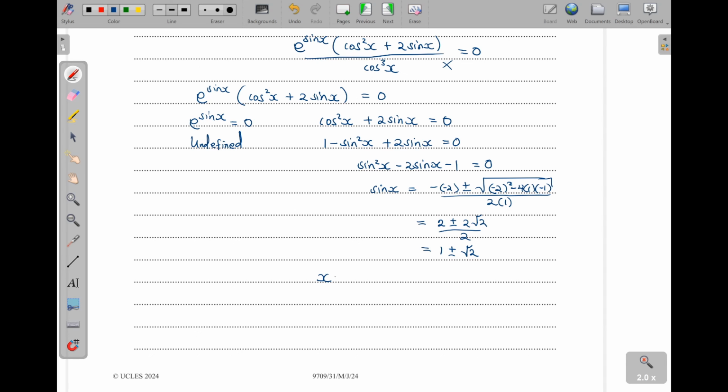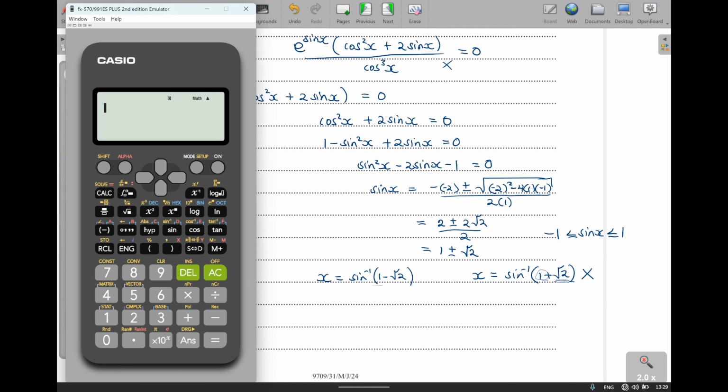Now, this means that x can be equivalent to the arcsine of 1 minus root of 2, or x can be equivalent to the arcsine of 1 plus root of 2. But sine does not exceed 1. Sine is always ranging from negative 1 to 1. So it cannot exceed, because root 2 is 1.41 and the rest. If you add 1, that is going to give you 2 point something. It's already beyond 1, so this one will be undefined. Okay, so we shall not take it into account. So how about this one here? What do we get? The arcsine.